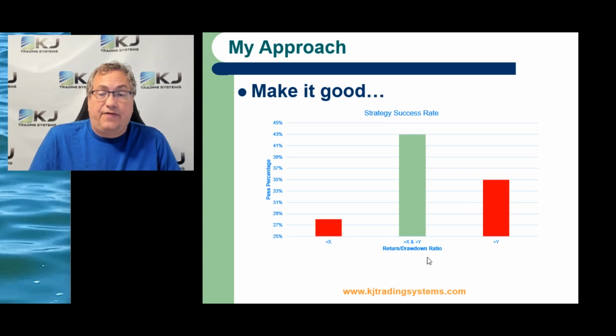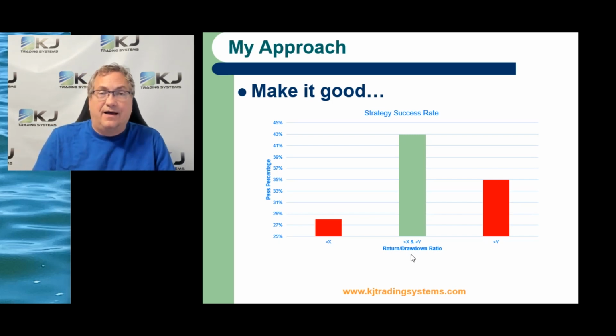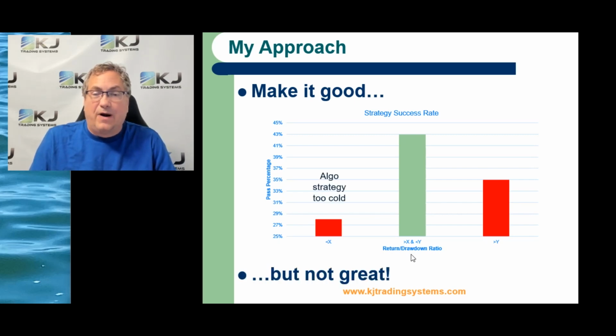And then if that return to drawdown is too high, which, think of a perfect backtest where the equity curve just looks perfectly straight, that would be too high, and a lot of those fail. Where you want to be is somewhere in the middle, in the green, where the return to drawdown is below an upper threshold and it's above a lower threshold. So it's right in that sweet spot. So think of Goldilocks and the Three Bears, where the algo strategy is too cold on one side and too hot on the other side, but right in the middle, then it's just right.